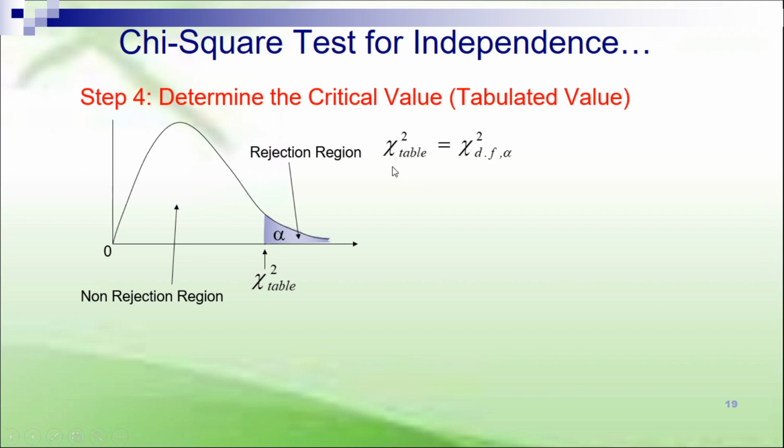Then see how you get the chi-square table value. We need to know the degrees of freedom and the significance level. In this example, the degrees of freedom equal 1. See how to calculate the degrees of freedom: (R minus 1) times (C minus 1). That means we subtract 1 from the number of categories of one variable, and also subtract 1 from the categories of the second variable. Both variables have 2 categories, so (2 minus 1) times (2 minus 1), 1 times 1, equals 1. Here the significance level equals 0.05.